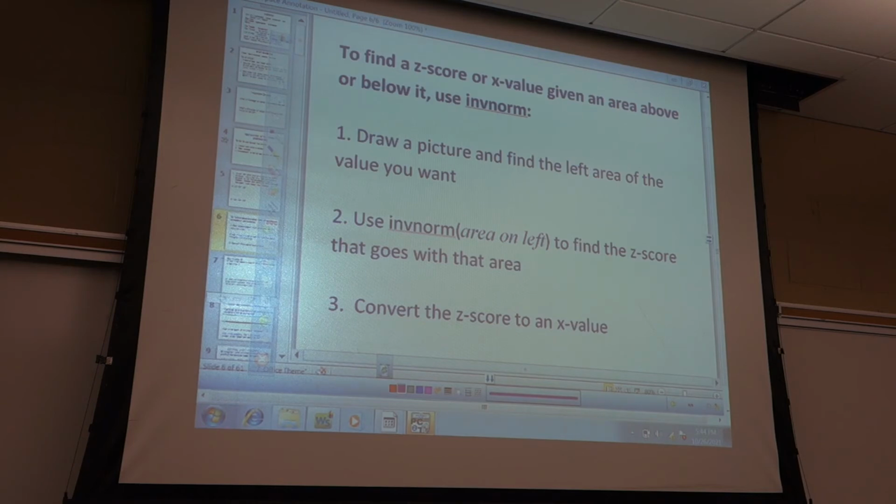So what do you do? Draw a picture. Don't shade. So for the inverse norm, don't shade. Find the area on the left of the value you want. Then use inverse norm of the area on the left to find the z-score that goes with that. And then, if necessary, convert that z-score to an x value.